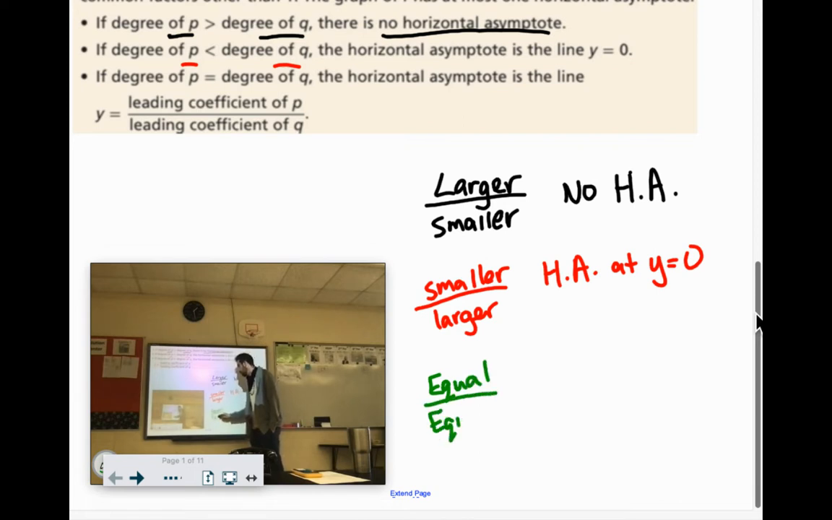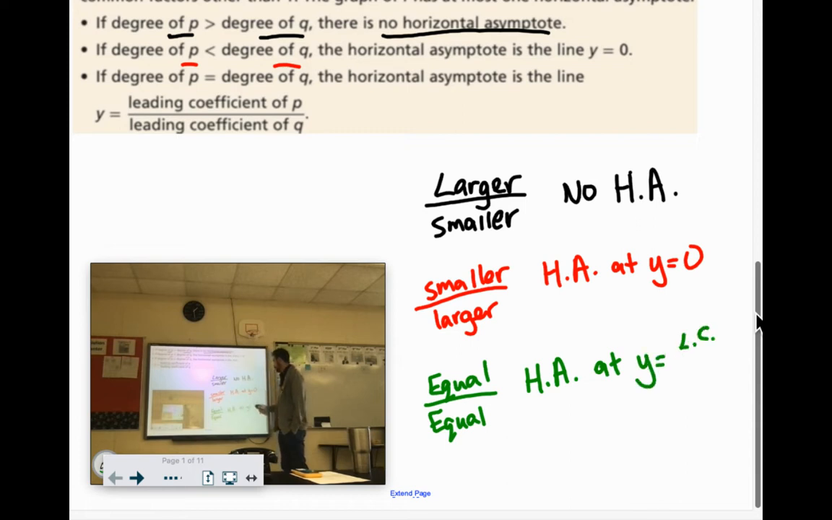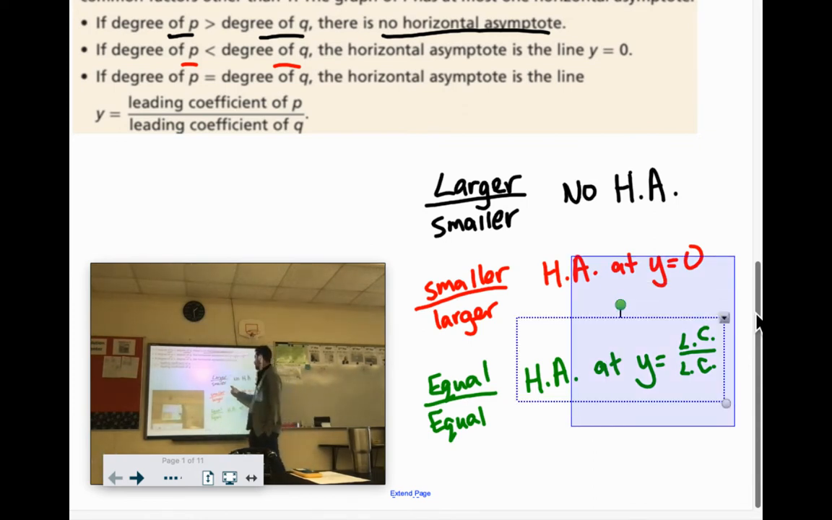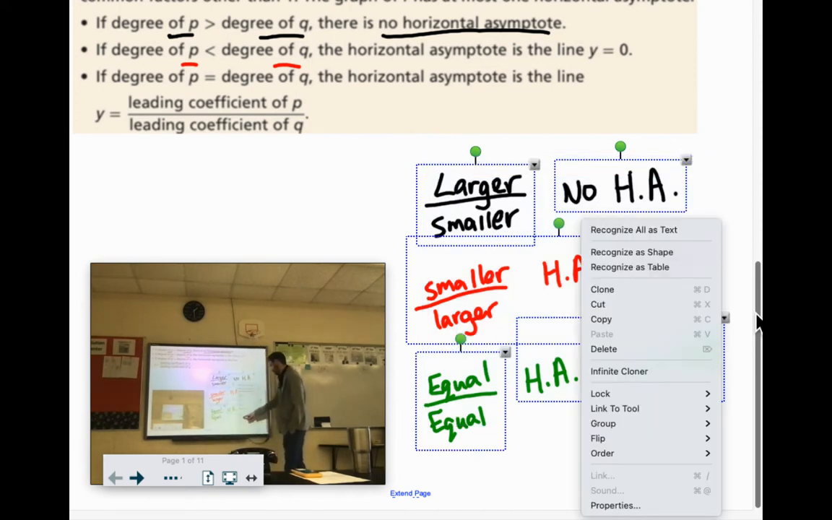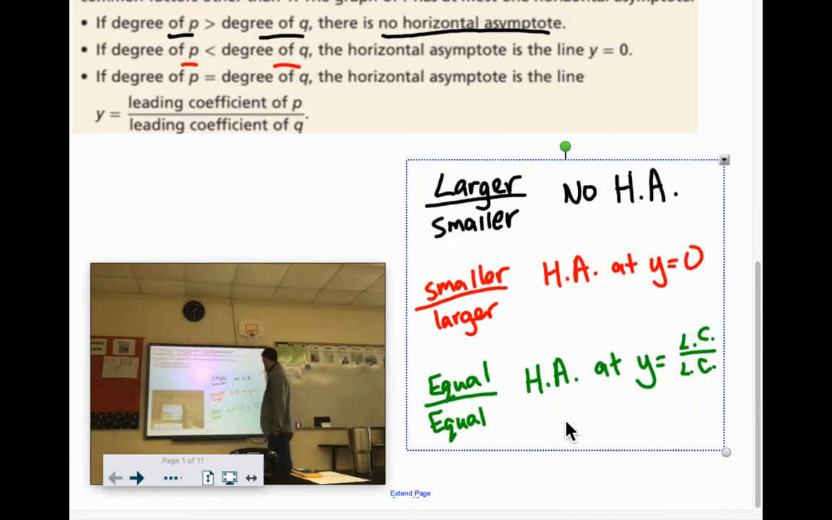And here's how we're going to find the horizontal asymptote. So if you look, it says y equals the lead coefficient of the numerator over the lead coefficient of the denominator. So we'll say HA at y equals LC over LC. And that'll just be like, obviously the lead coefficient of the numerator goes up top and denominator goes down there. So here's what I'm going to do. I'm going to copy and paste this on each page while we're graphing to kind of just give ourselves quick access here.